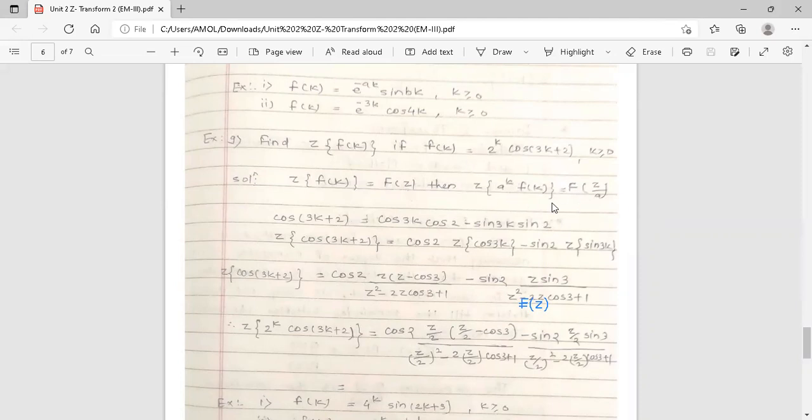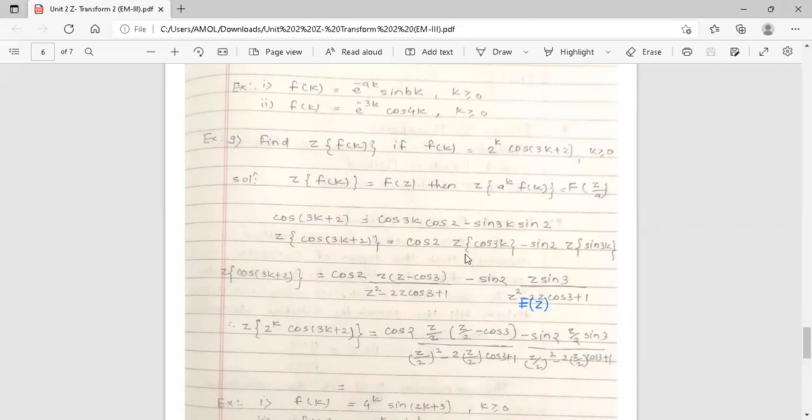We are going to use this property here because there is a product of two sequences. Cos of 3k plus 2 is your f of k, and 2 raised to k is in place of a raised to k. So first we find the Z transform of cos of 3k plus 2, then we use the change of scale property. First we simplify the sequence cos of 3k plus 2. The formula of cos of a plus b is cos a cos b minus sin a sin b.